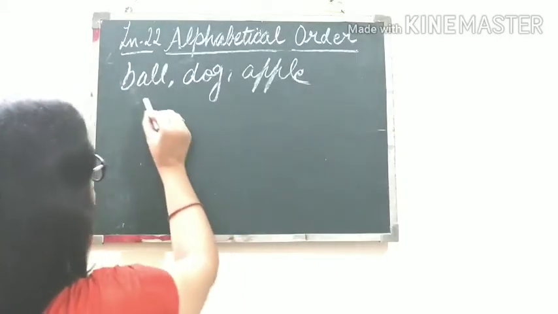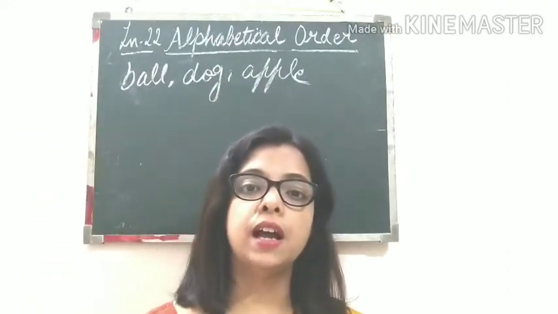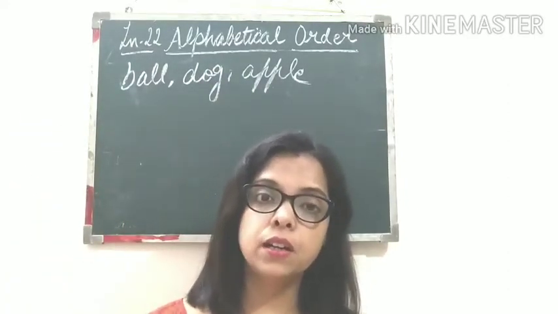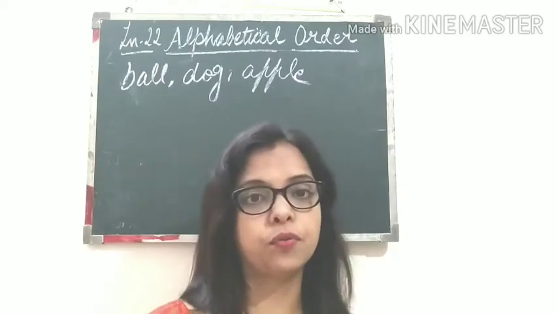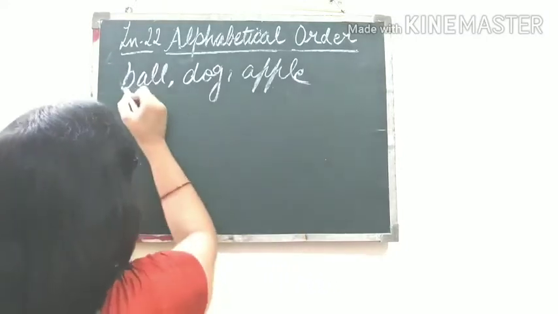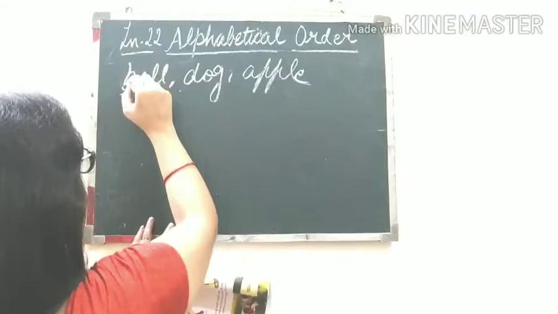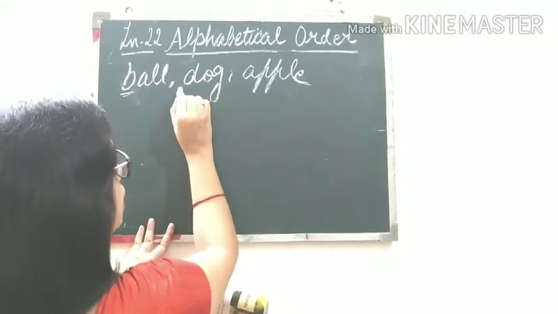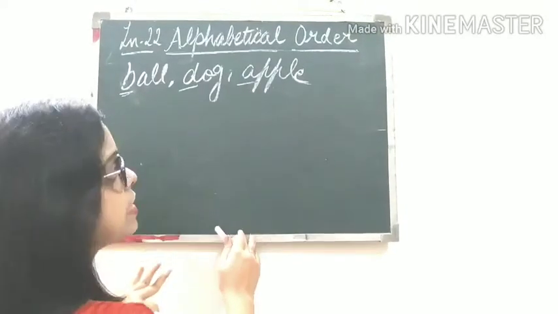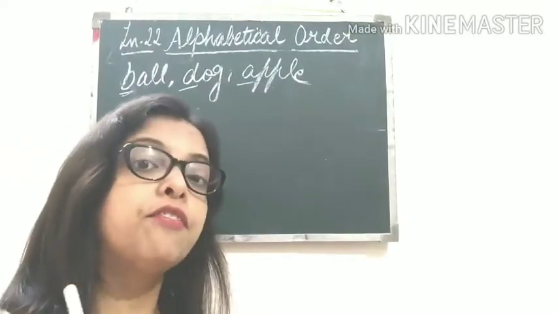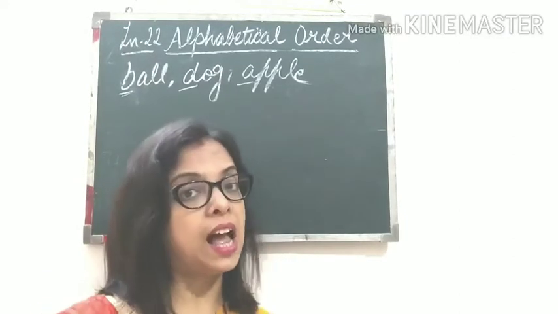Suppose I have written the words ball, dog, apple. So children, first thing is that we arrange the words in alphabetical order according to the first alphabet, the first letter of the word. Like here, ball. The first alphabet is B. Second is dog. The first letter is D. Apple. The first letter is A. So we will see the first letter, and according to the first letter only we will arrange it in alphabetical order.